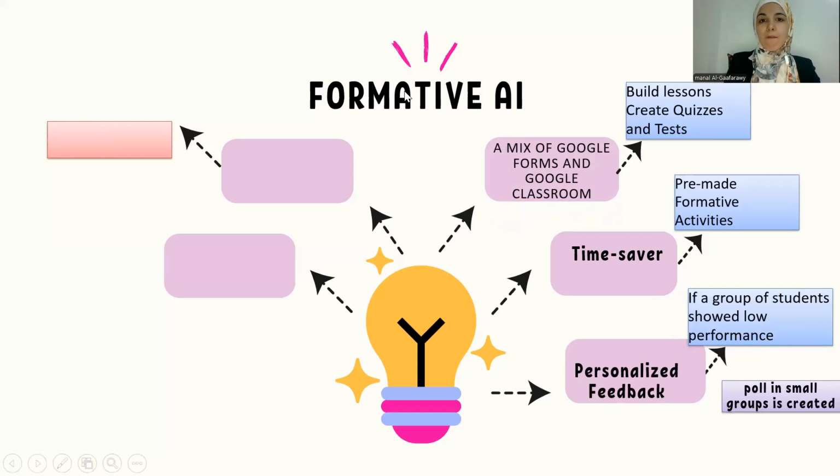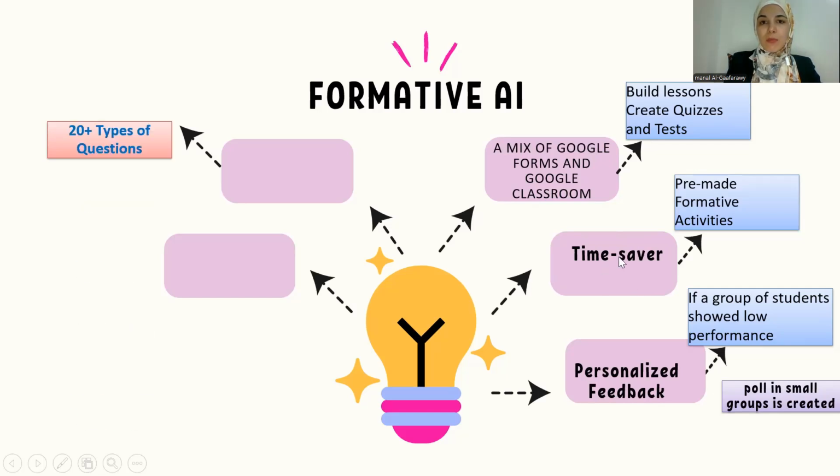So you can say that Formative AI is a mix of Google Forms and Google Classroom. As you know, Google Forms is widely used as a tool for creating tests and quizzes, and Google Classroom is a platform for building lessons. It's more of a classroom, so it goes beyond testing. So Formative AI is a blend of both. So you can find lessons and at the same time ways to build exams, tests and quizzes.